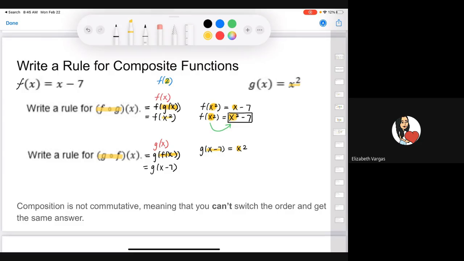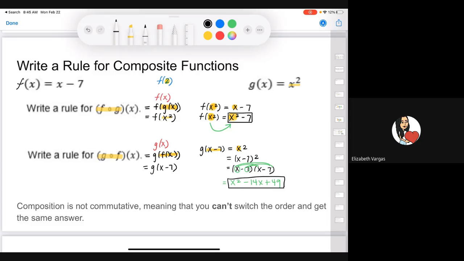x minus 7, squared. What is x minus 7 squared? Well, you did this, and now you can do FOIL. And what you get as a result is x squared minus 14x plus 49. And so as you can see there, the order matters, because if you don't follow the specific order, then you will get two different equations. And so order matters in this sense.